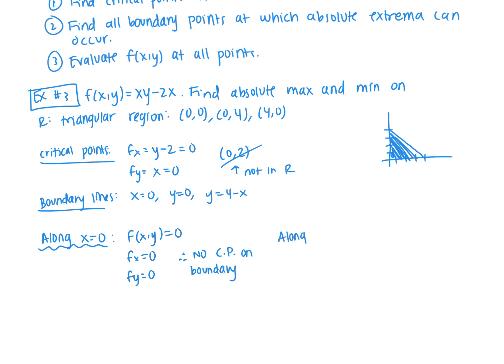Okay, if we go along y equals 0. Again, we are going back to this function. We are plugging in a 0 for y, so our function just becomes negative 2x. So our f of xy then becomes negative 2x. Our first partial with respect to x then is just negative 2. That partial will never be 0. So there are no critical points along this boundary as well.